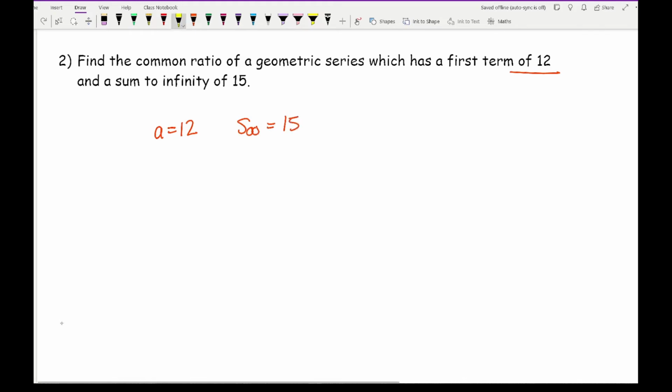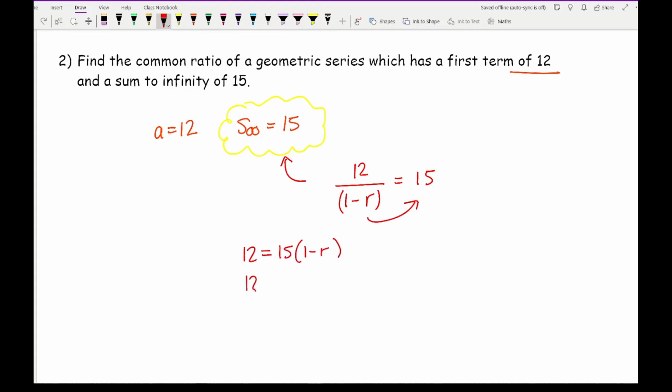Then using this sum to infinity equals 15, what we've got is 12 over 1 minus r equals 15. Now if I put brackets around that, I can take that to the other side. So I end up with 12 equals 15(1 minus r). So 12 equals 15 minus 15r. Take the 15 over to the other side, so I end up with minus 3 equals minus 15r. And so r equals minus 3 over minus 15, which equals 1/5.